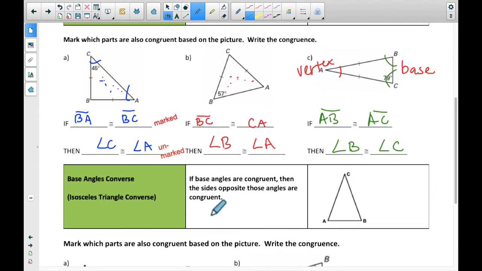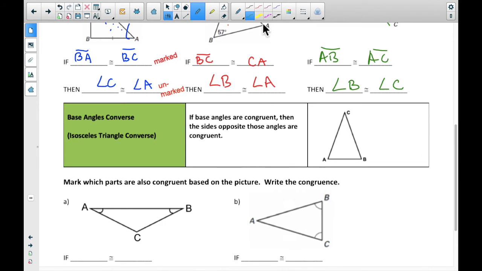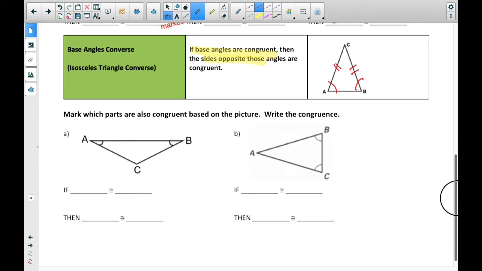And then we have the base angles converse theorem. The base angles converse just switches the if with the then. So this time we had if BA is congruent to BC, then the angles are congruent. Now we're going to start with the angles. If the base angles are congruent, then the sides opposite are congruent. So we're going to start with the angles and say, if this angle is congruent to this angle, then this side is congruent to this side. It's just the same exact thing, just going backwards.